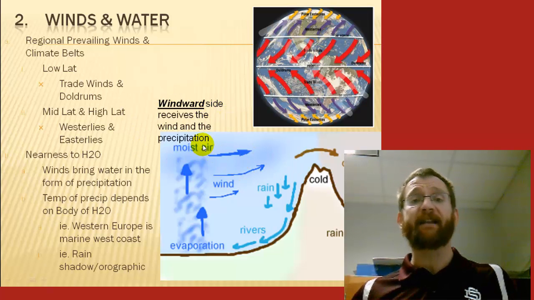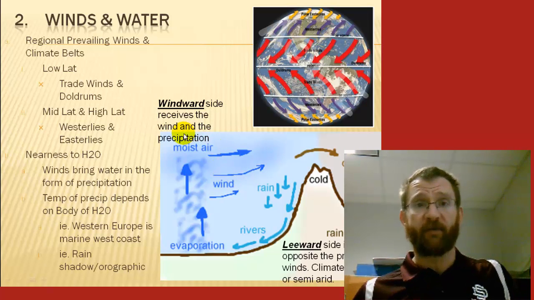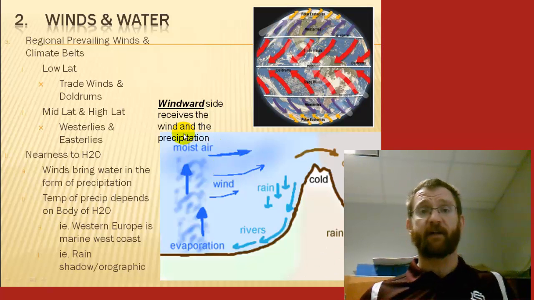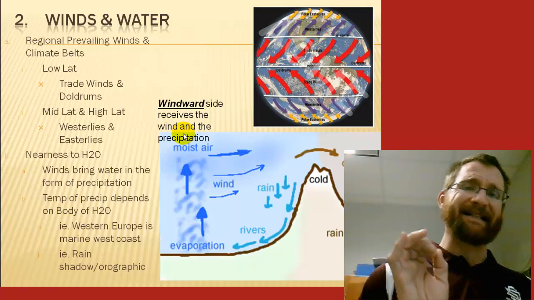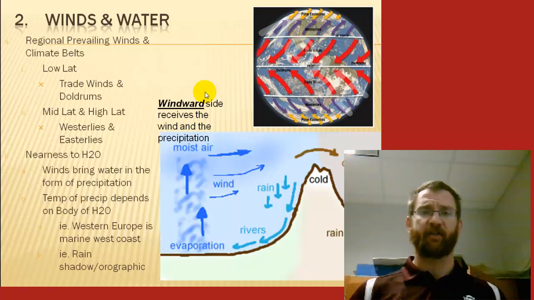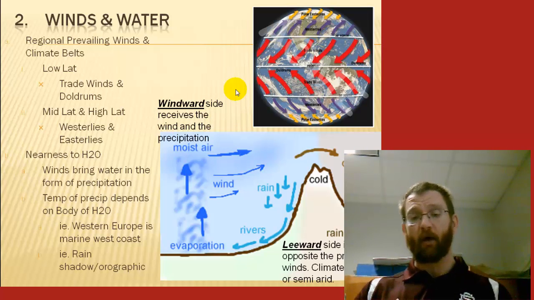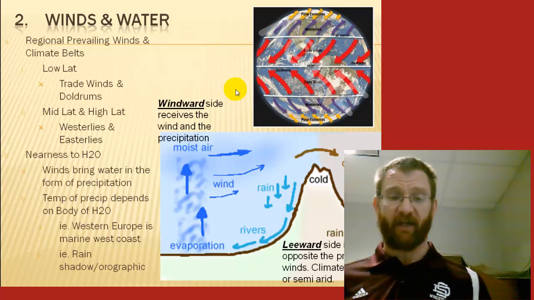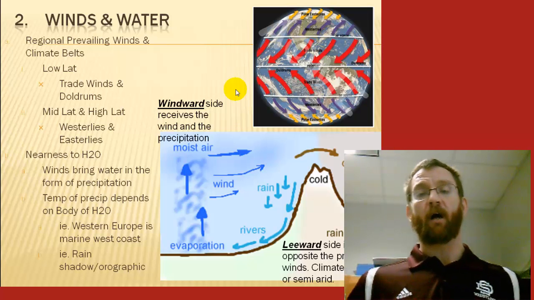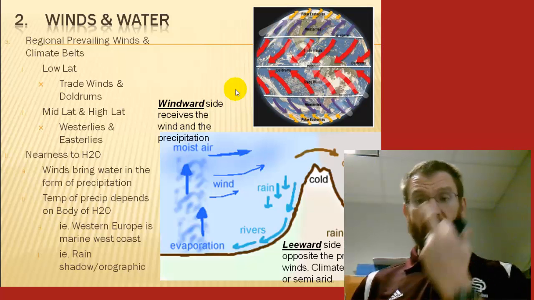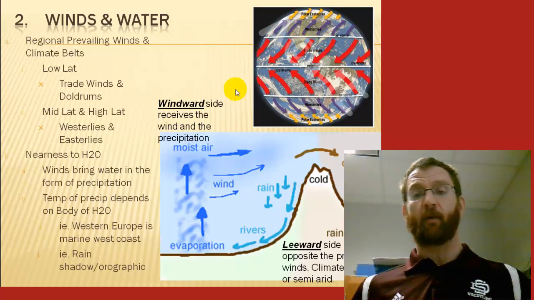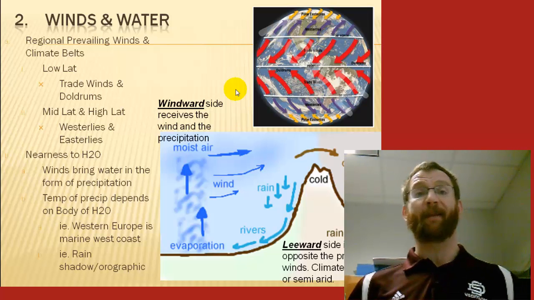Okay? The side that receives the rain, so this side, is called the windward side. The windward side, and I want you to label this in your notes, is the side that receives the rain as part of a rain shadow effect. And the other side is called the leeward side. That side does not receive the rain as part of the rain shadow effect. The leeward side is the side opposite the prevailing wind, and the climate is arid or semi-arid.